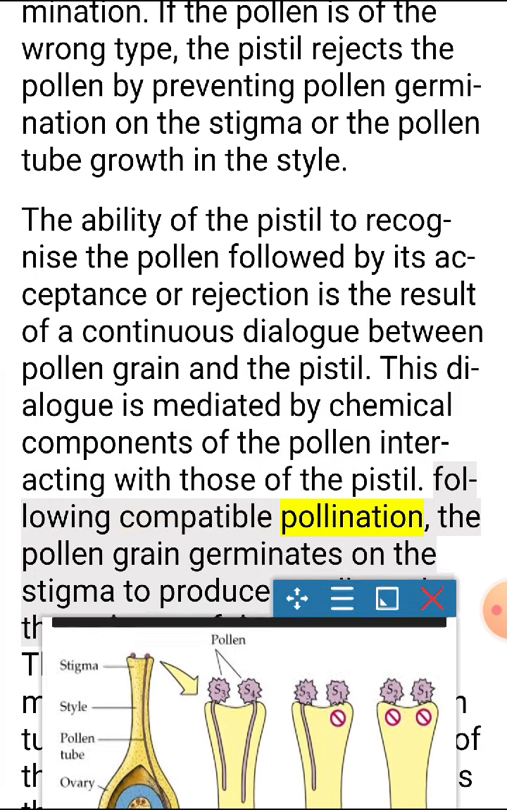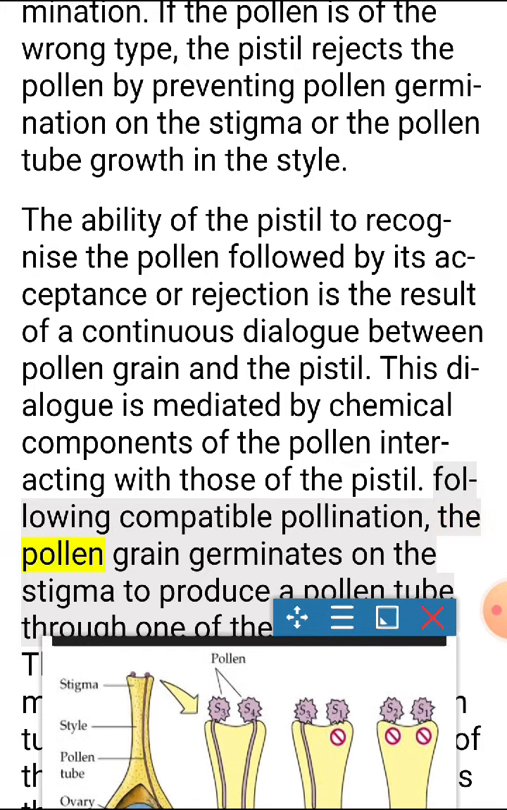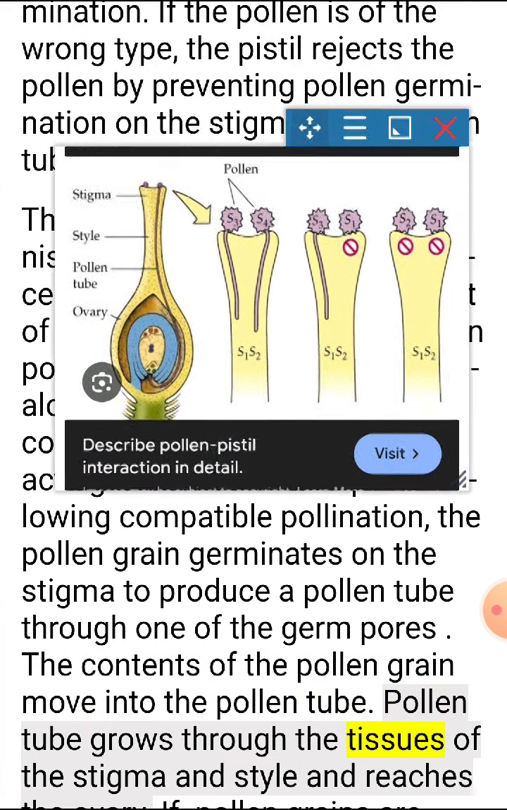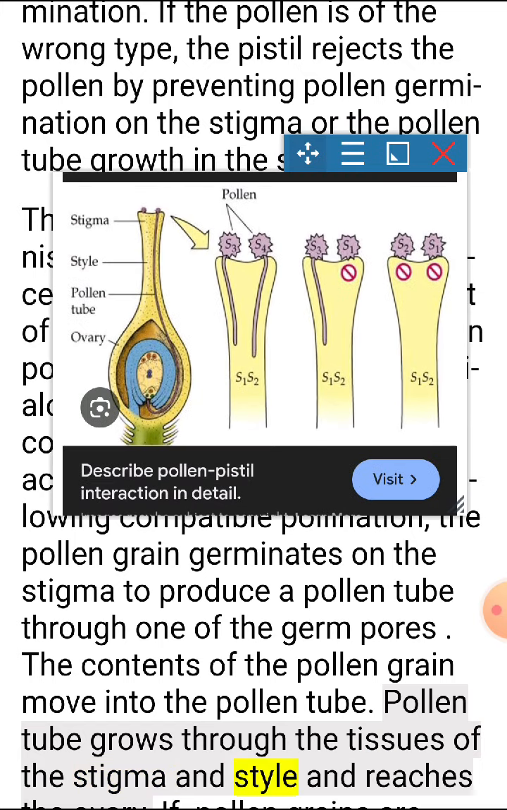Following compatible pollination, the pollen grain germinates on the stigma to produce a pollen tube through one of the germ pores. The contents of the pollen grain move into the pollen tube. Pollen tube grows through the tissues of the stigma and style and reaches the ovary.